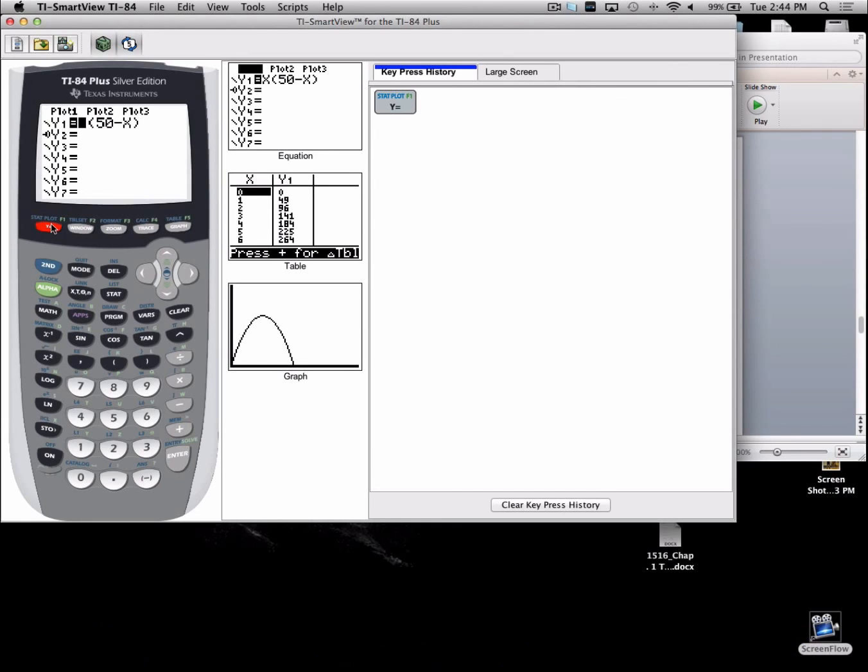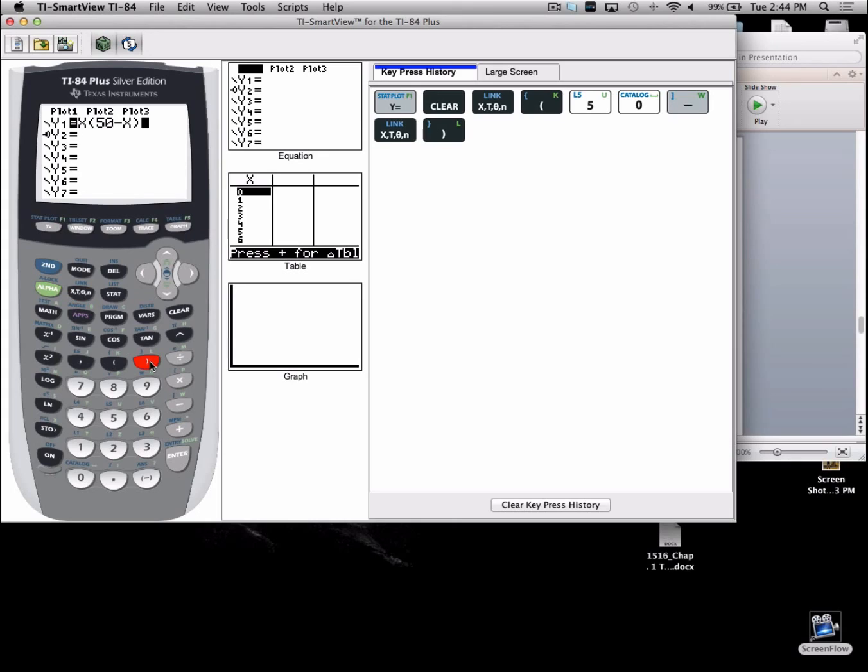Okay, let's go to y equals. I already had it in there, so I'm going to clear that out. And we are good to go. We're going to put the function in there. So instead of W, you could use W's on the calculator, but it's easier to use X. And the button for the X is the X,T,theta,n button. So X times the quantity 50 minus X.